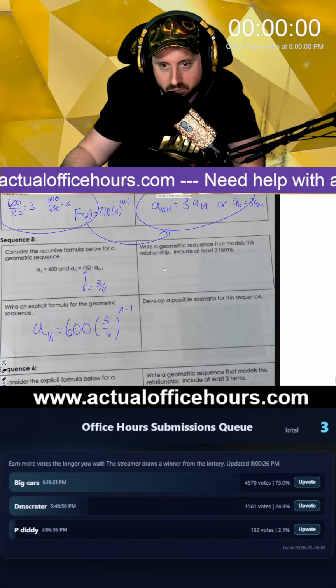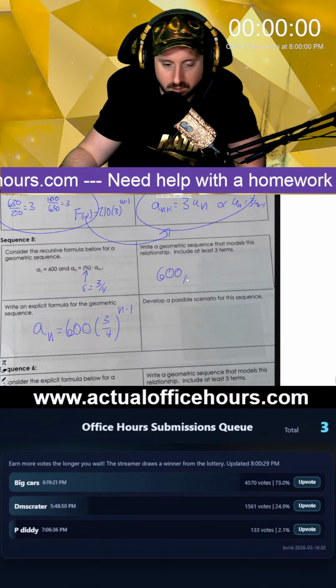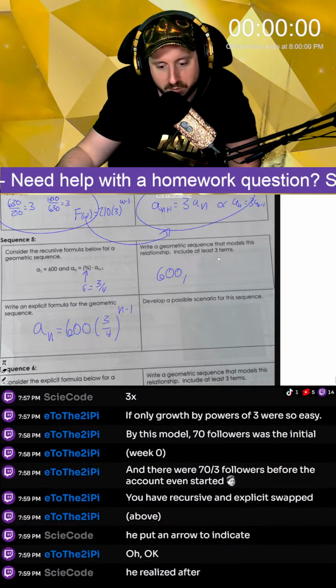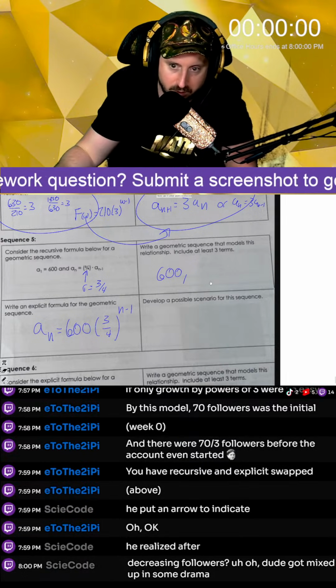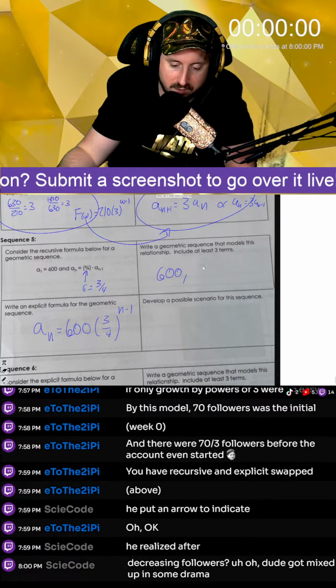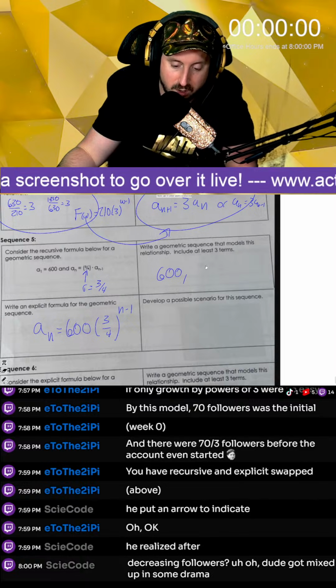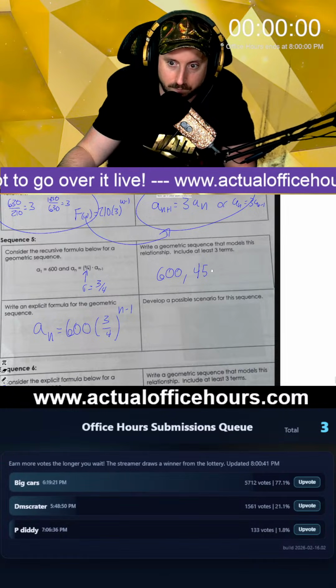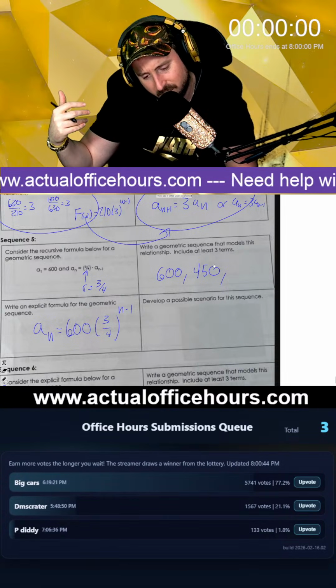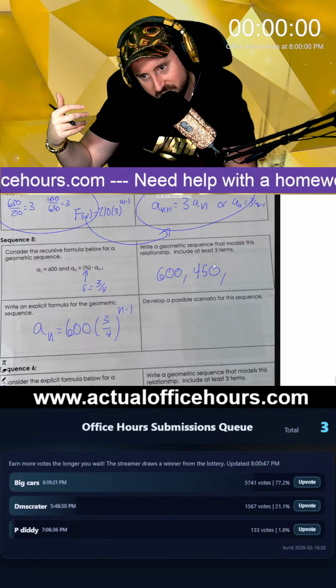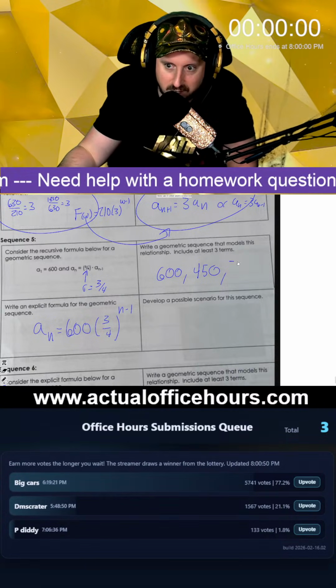Include at least 3 terms. Okay, so that's 600. And then it drops by a quarter. 3/4 of what you had is a quarter less than what you started with. A quarter of 600 is 150, so this goes to 450. And then a quarter less of 450 is, what is that, like 117? So are they like 323 maybe?